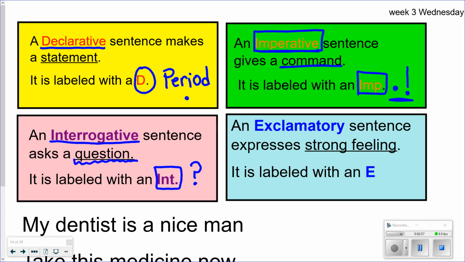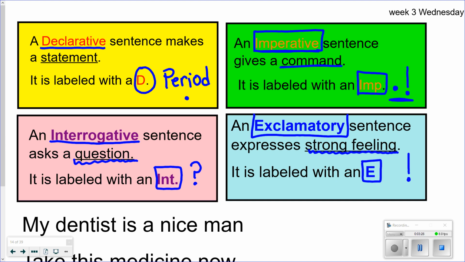Our fourth kind of sentence is an exclamatory sentence. Exclamatory. These are all big words. An exclamatory sentence expresses strong feeling. It's when you're really, really excited about something. So we've got strong feeling. And if we're writing and we want somebody to know that we're saying it with strong feeling, we end it with an exclamation point. And when we label these kind, we'll use the letter E for exclamatory.